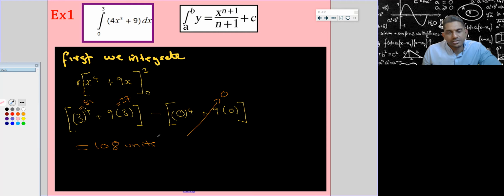units squared. So you can see we integrate as usual. Square brackets say that we have integrated, and between limits of 3 and 0.